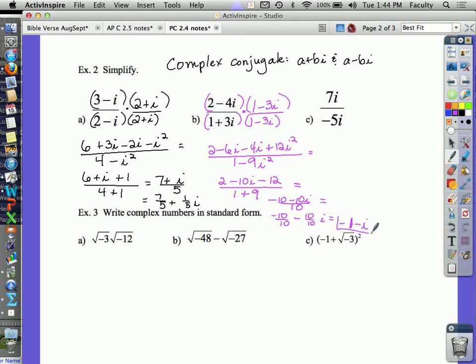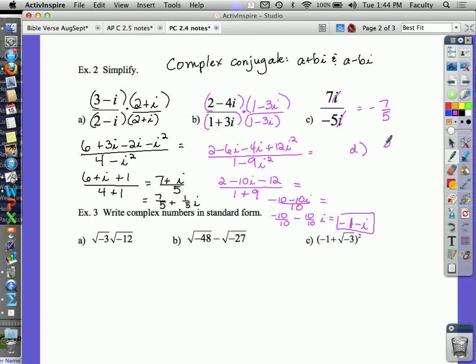minus i. Okay? Now, this doesn't happen in letter C, because when you look at C, what simplification could we do right away? You could get rid of the i. And so that's just negative 7 over 5.